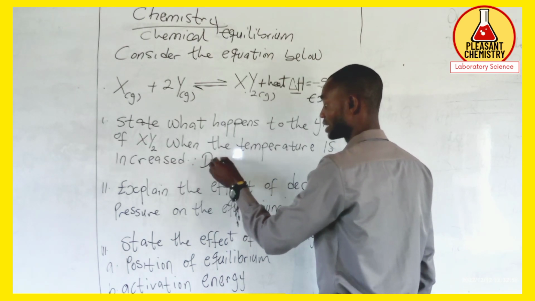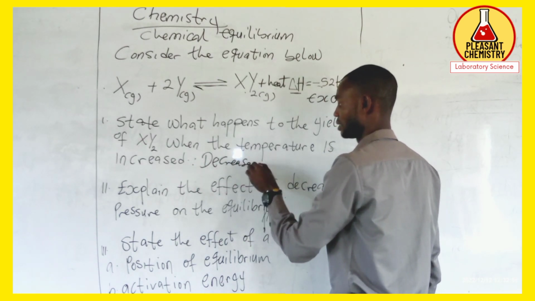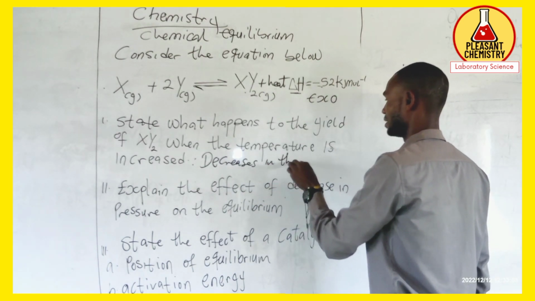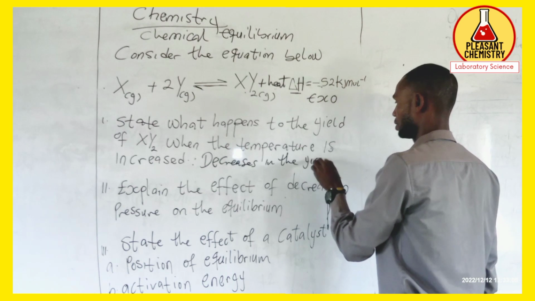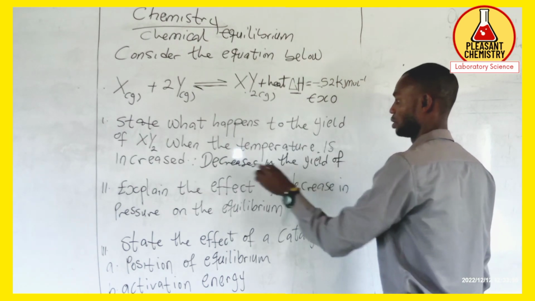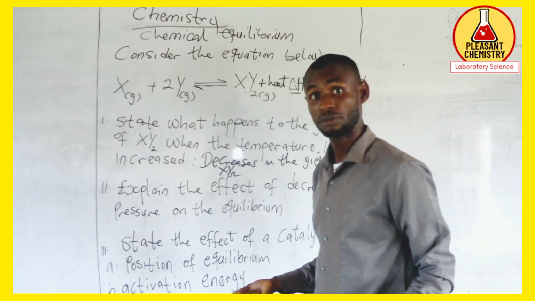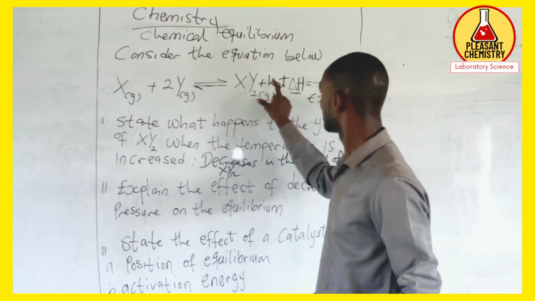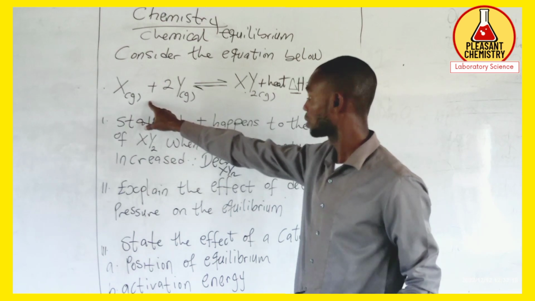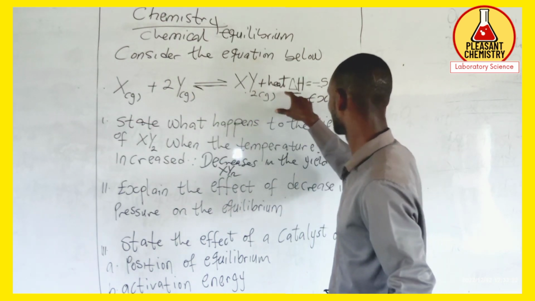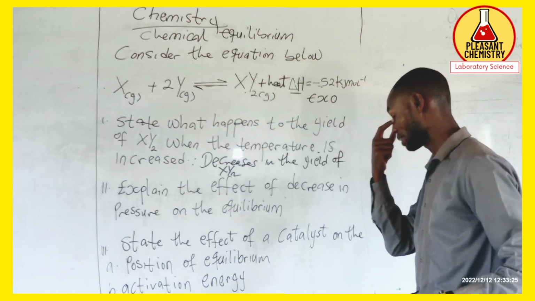It will lead to the decrease in what? In the heat. In the heat of what? Of XY2. That's what we have. There will be a decrease in the heat here because the backward reaction will be favored instead of the forward reaction being favored, just because this reaction is an exothermic reaction.